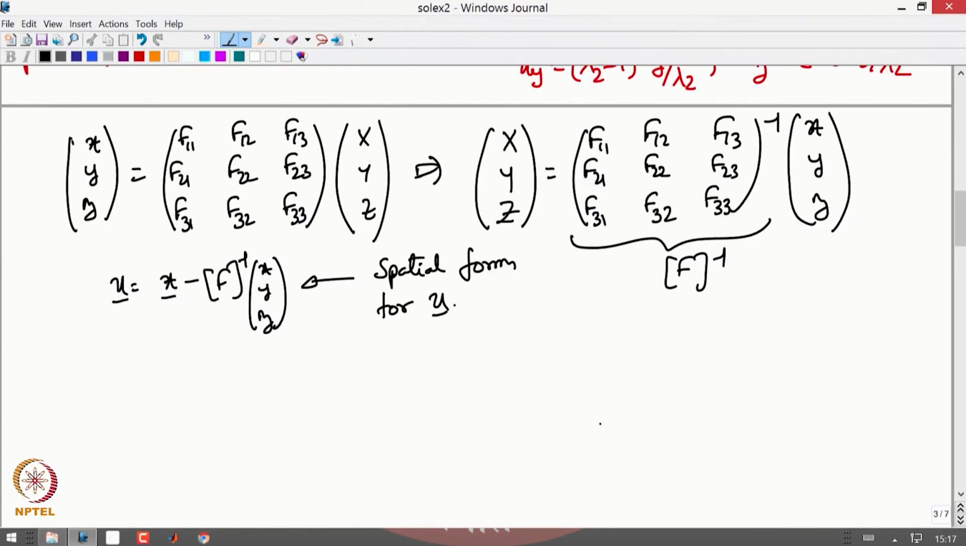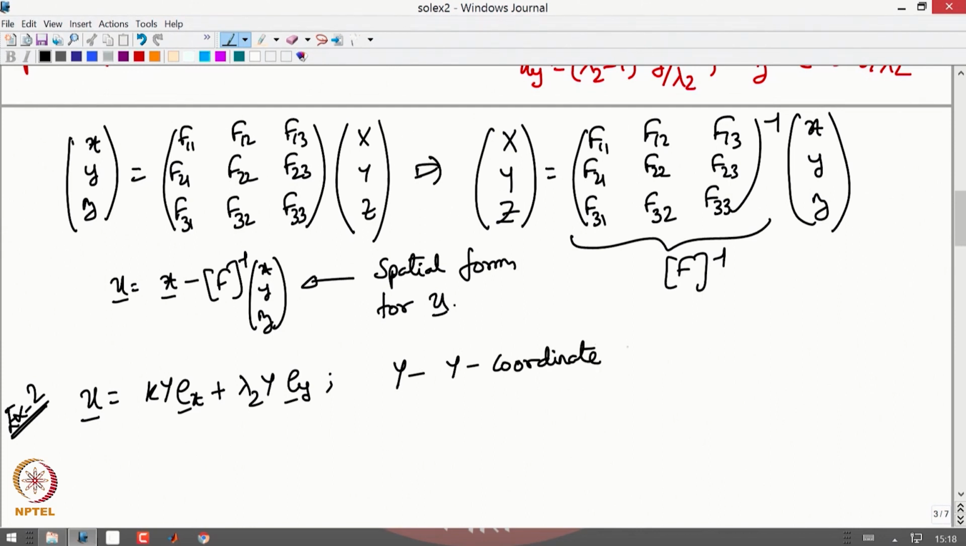In example 2, what we are going to do is specify the displacement field and find the motion field or the deformation field. Here the displacement field u is given as kappa y. Now, let us assume the displacement field is given as kappa y Ex plus lambda 2 y Ey, where y is the y coordinate in the reference configuration.